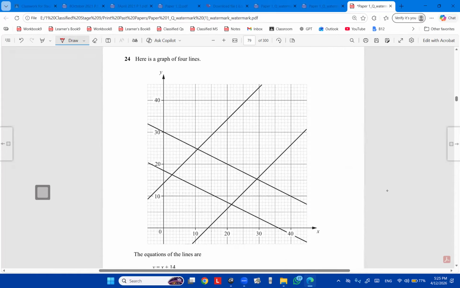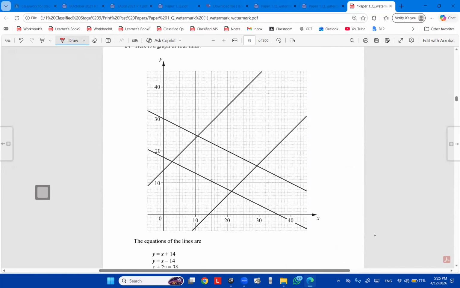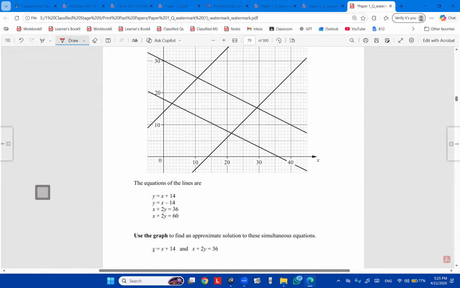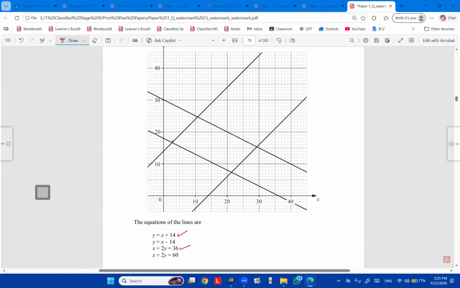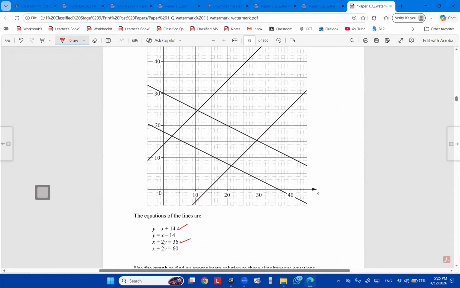Here is a graph of 4 lines. The equations of the lines are given here, 4 equations. The question is to use the graph to find an approximate solution to these simultaneous equations. y equals x plus 14, they want this one. x plus 2y equals 36, they wanted this one. So we need to find them first on the graph. And then we find the solution, we find the x and the y of their intersection. This is how we solve simultaneous equations using the graphing method.